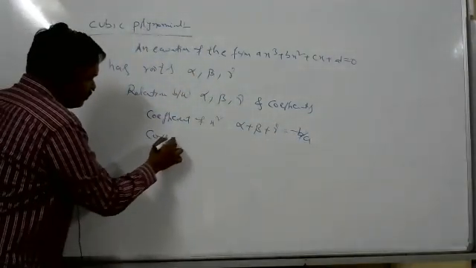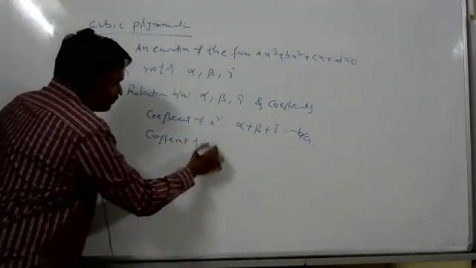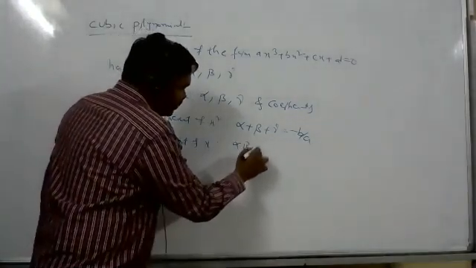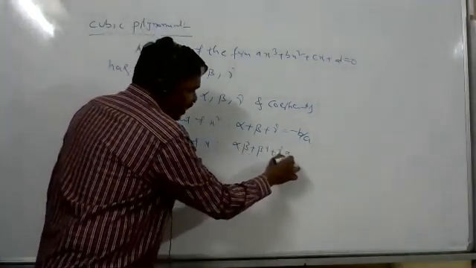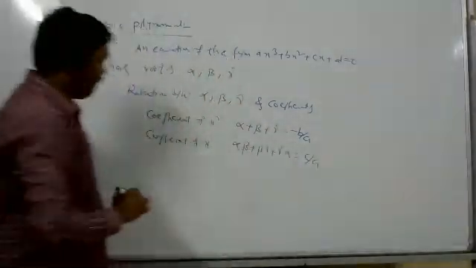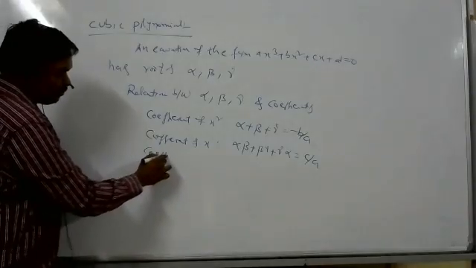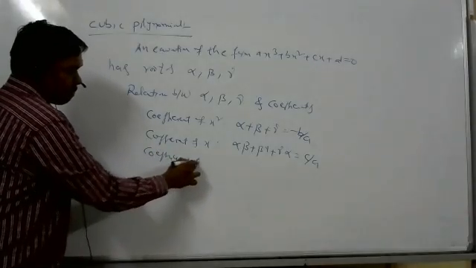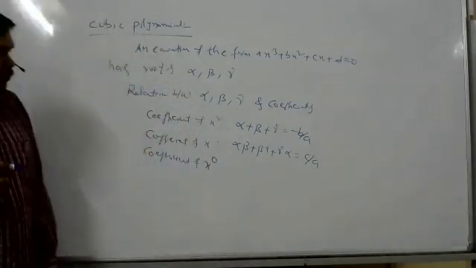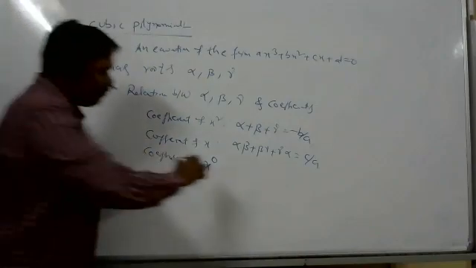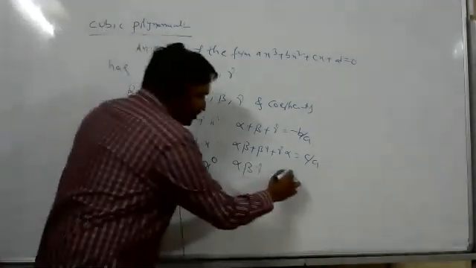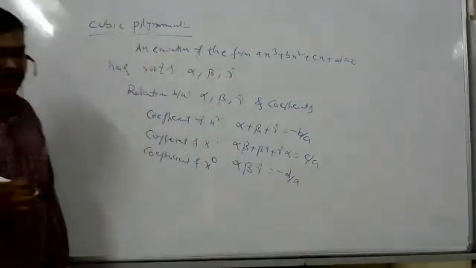Coefficient of x: alpha beta plus beta gamma plus gamma alpha is equal to c upon a. And the constant term: alpha beta gamma is equal to minus d by a.